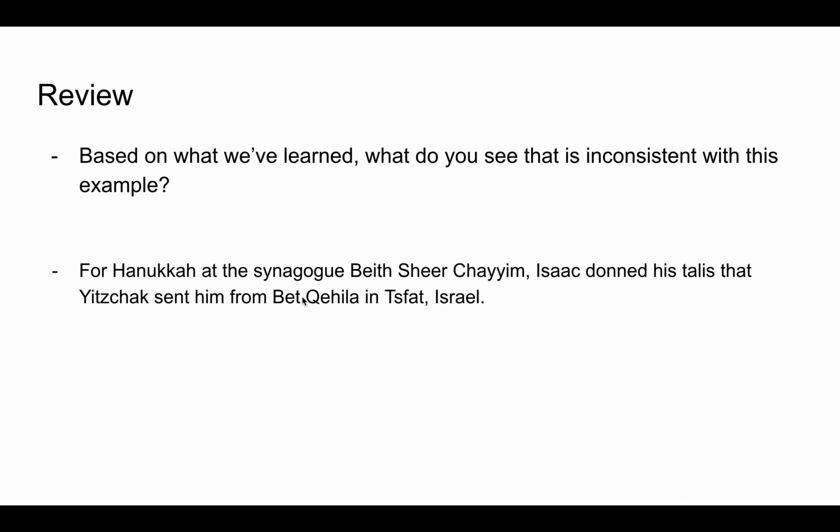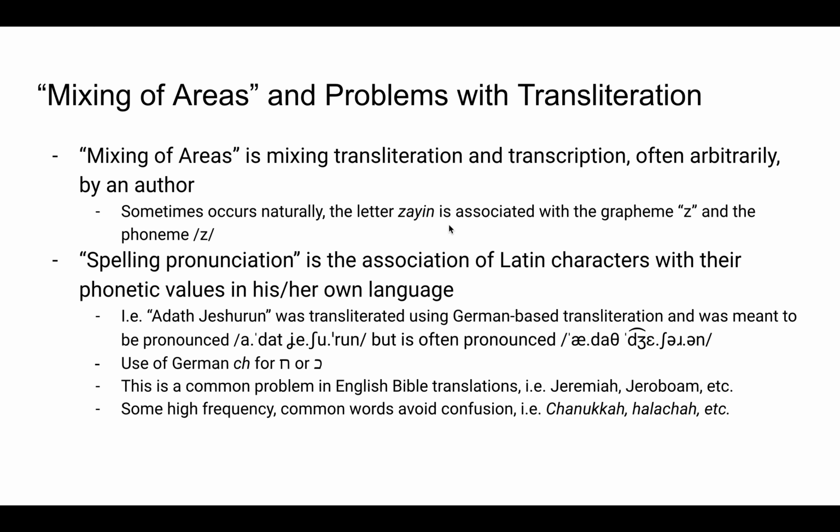In the letter Tav, we are pronouncing it the modern way, T here, Bet Kehila, but in the name of the synagogue, it's written Beth, which is an older pronunciation, TH. And also we have here Tallis, which is an Ashkenazi pronunciation of the letter Tav, the same letter. So there's a number of issues here, which is what is called in the scholarly literature mixing of areas, which is when you're mixing different systems together, and inconsistent transliteration, essentially.